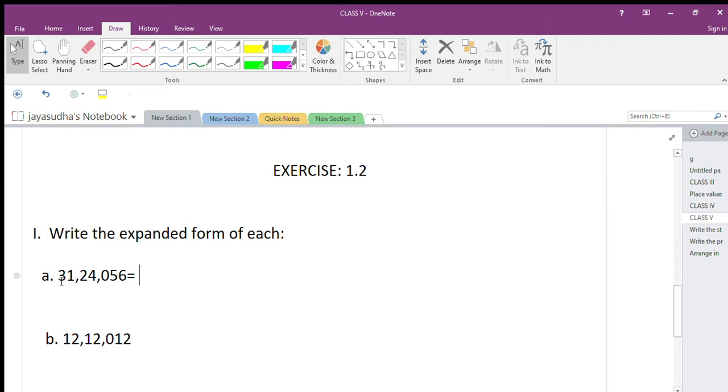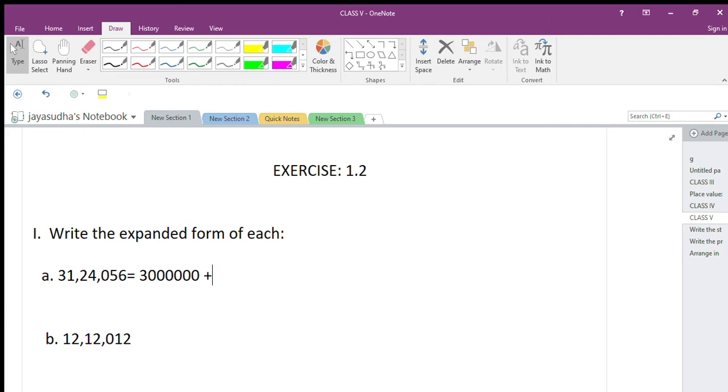First you read this number: 31 lakh 24,056. This is the lakh period. First you write the 30 lakh. Once again, I will show you an easy method. First, what digit is here? 3. So I write the 3. After 3, how many digits do you count? 1, 2, 3, 4, 5, 6. So you have to put 6 zeros. Are you okay, children? Very easy to write this. So that is 30 lakh.